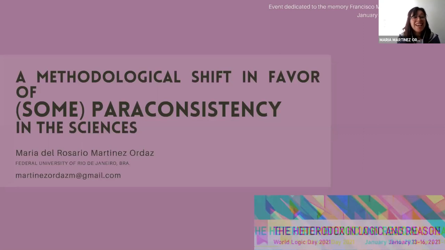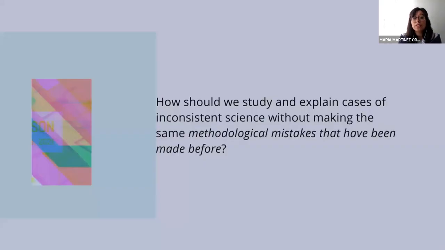That said, what I'm going to be talking about today is very related to Jonah's talk and maybe also to Otavio's one. The title is A Methodological Shift in Favor of Some Paraconsistency in the Sciences. The question that I will address is, how should we study and explain cases of inconsistent science without making the same methodological mistakes that have been made before? In the following slides, I will try to explain which are the methodological mistakes that I am focusing on.